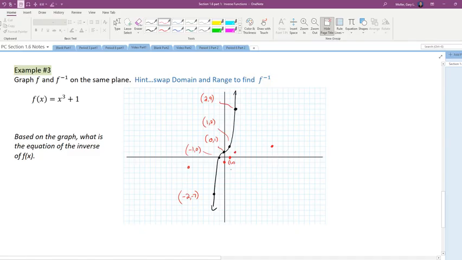The pivot point is going to translate to this one. So here's where my graph kind of changes what it's doing. And I get that graph right there. So this is the inverse. And this, of course, is the original.